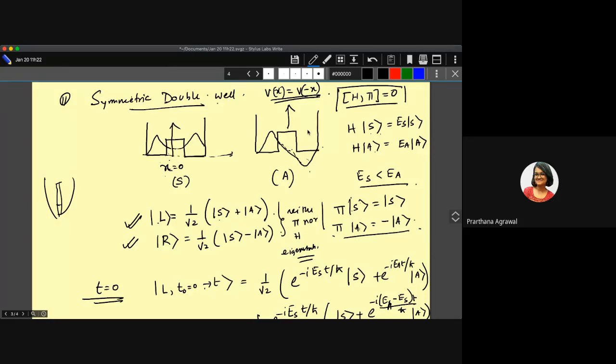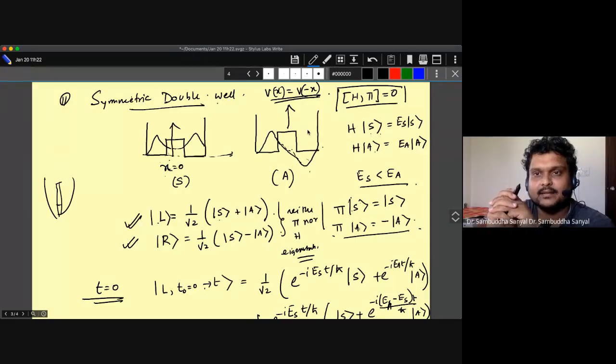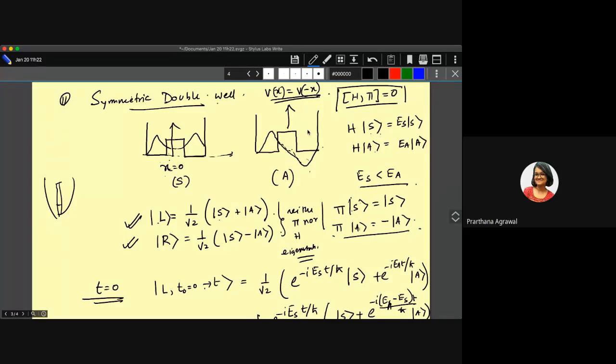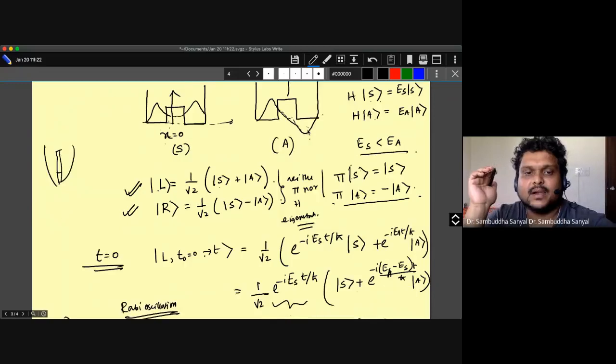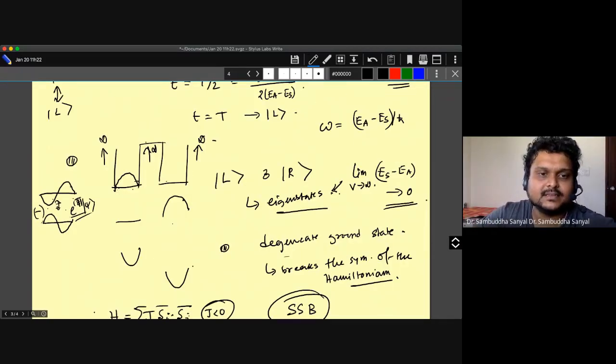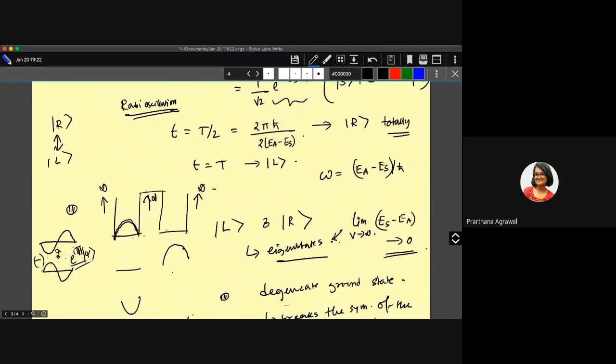symmetry of the Hamiltonian. Sorry, say that again. The surprise is because the state was an even parity state, and even after that it's breaking the symmetry of the Hamiltonian. Had it been an odd parity state, that wouldn't be very surprising, right? No, but this is not an even parity state. This is a state which... which state are you talking about? You gave the example of the harmonic oscillator. You said that the ground state is even parity, right?